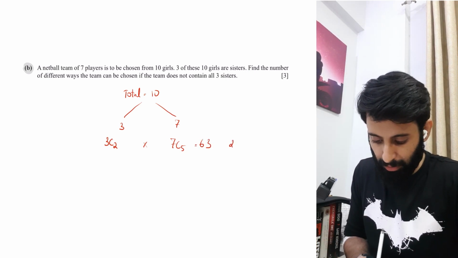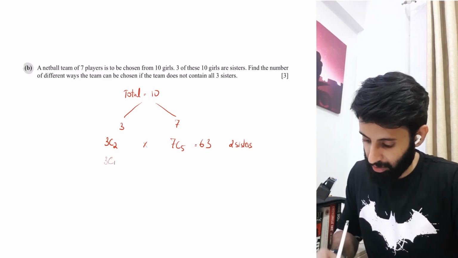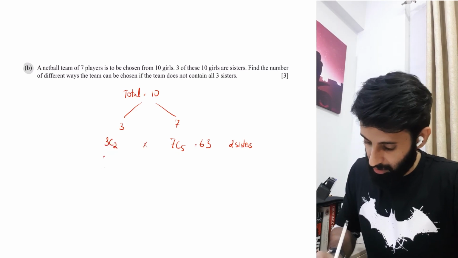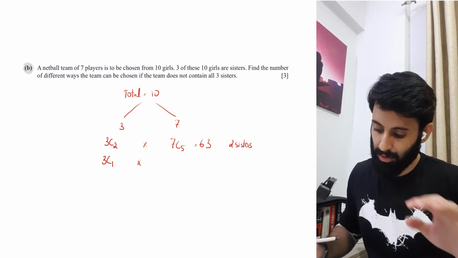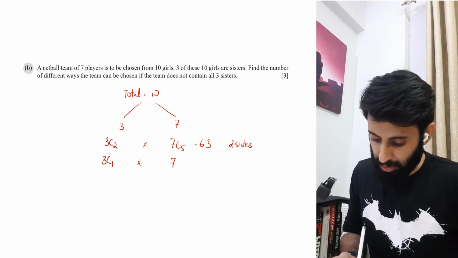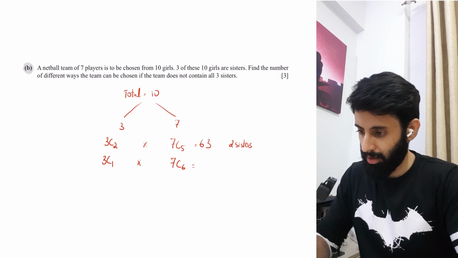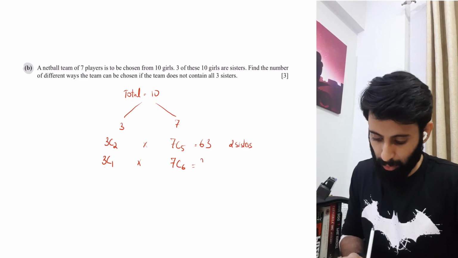Remember, this is the case where we have 2 sisters. Now what about when we just have 1 sister? That means you have 3C1. Now you've chosen 1 sister, which means you've chosen 1 out of 7 people, so you still have 6 to choose from: 7C6. Let's see what we get: 3C1 is 3, times 7C6, so that's equal to 21.